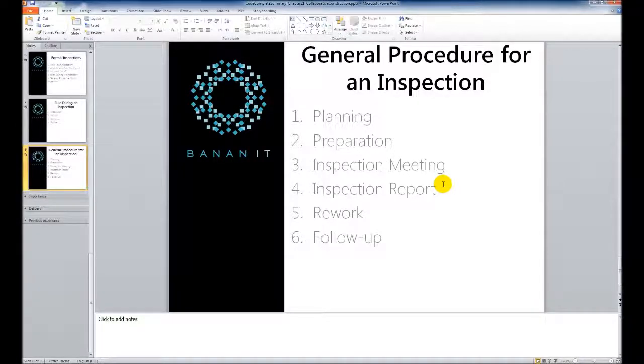Again, because this is very important, do not discuss solutions during the meeting. The group should stay focused on identifying defects. That's the whole thing. Alright.